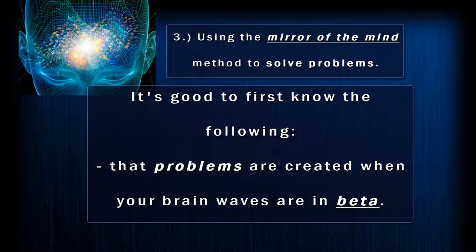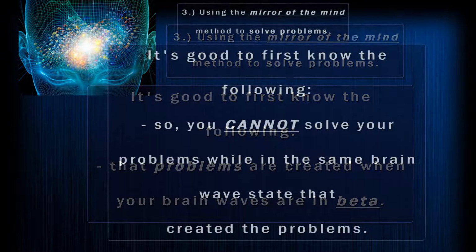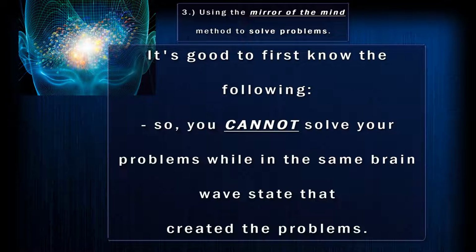So let's better produce alpha. Remember, rewind the video and go back to different ways to get your brain waves onto the alpha wave state, because we talked about how to train the brain to get onto this brainwave state. So let's move on to this technique. It's also good to note this: you cannot solve your problems while in the same brainwave state that created the problems, which is beta. So if your brainwaves are trained to be in beta, that highly anxious state, we are going to retrain the brain through neuroplasticity, and we are going to train the brain to produce a greater alpha state. So let's move on. This is using the mirror of the mind method to actually solve problems.